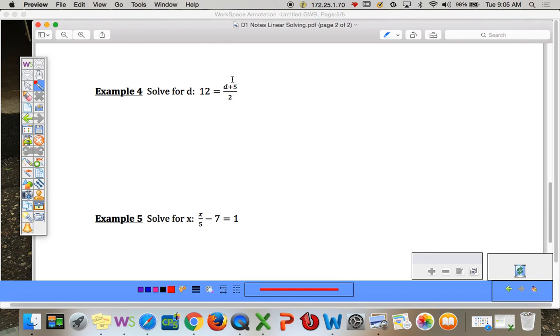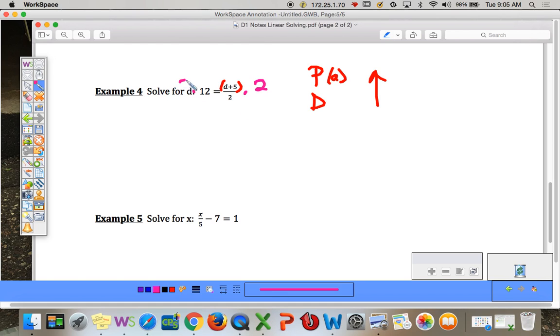If you ever have something in the numerator together that's in parentheses here, inside the parentheses there's addition, and then we have division. So when we're solving, we get rid of the division first. What's the opposite of dividing by 2? It's multiplying by 2. So we get 24 equals d plus 5. We'll subtract 5 from each side. We'll get d equals 19.